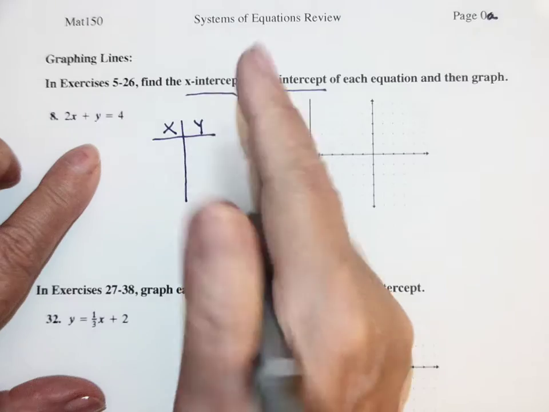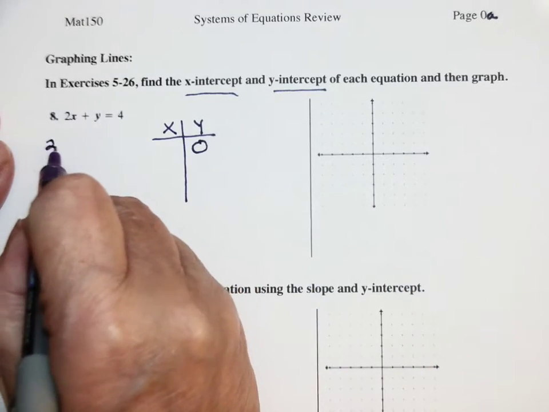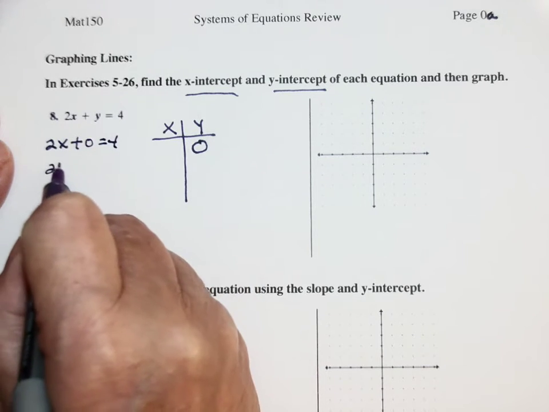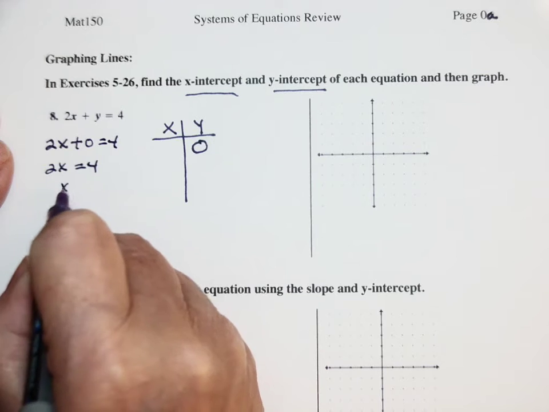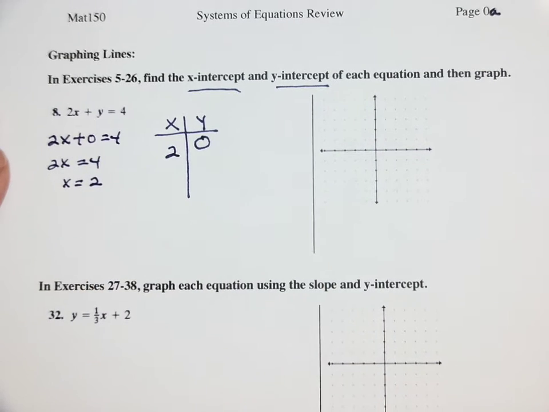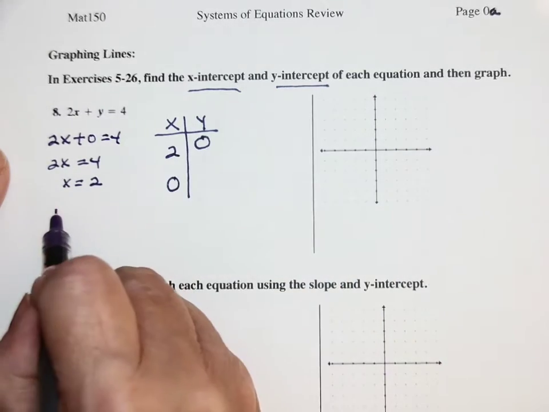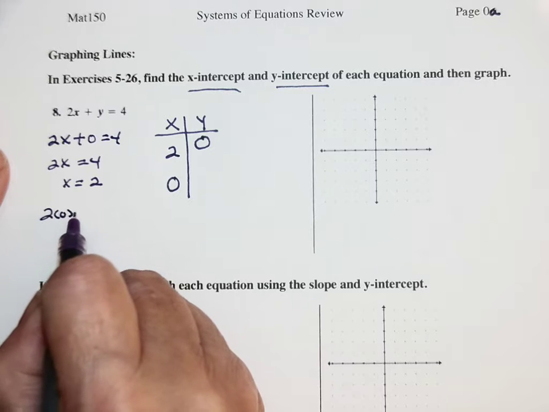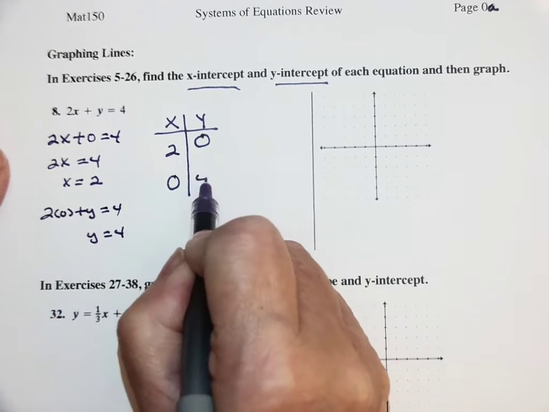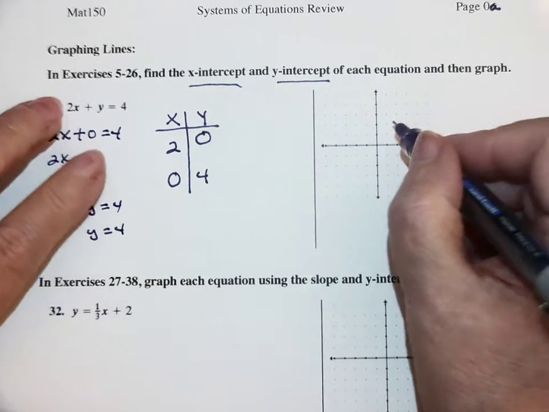The x-intercept occurs when y is 0. So that would be 2x plus 0 equals 4. 2x equals 4, or x equals 2. So one coordinate point is 2, 0. And the y-intercept is when x equals 0. 2 times 0 plus y equals 4, or y equals 4. So it's 0, 4. You only need 2 points to graph a line.